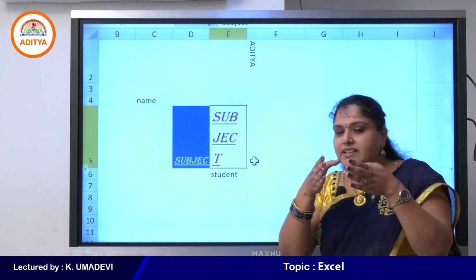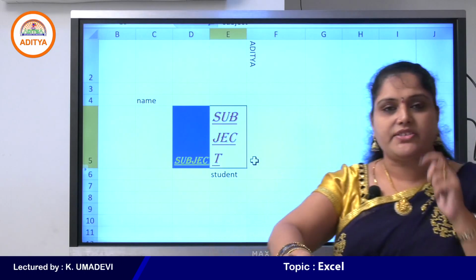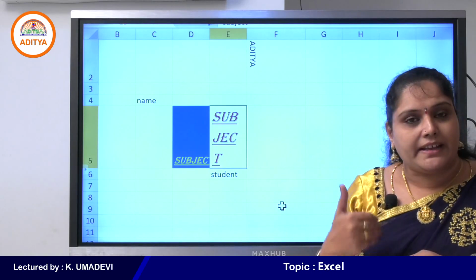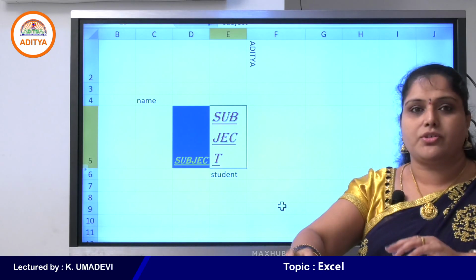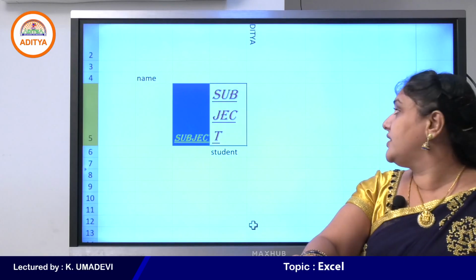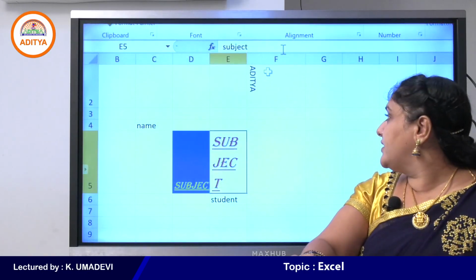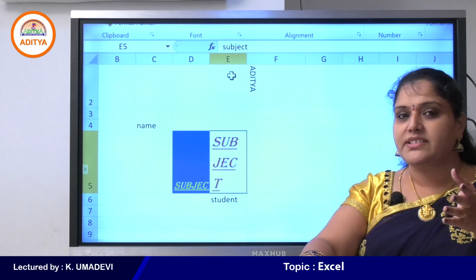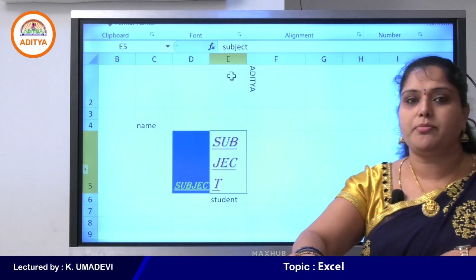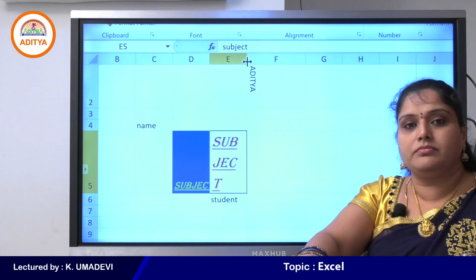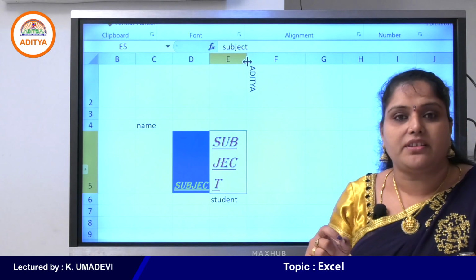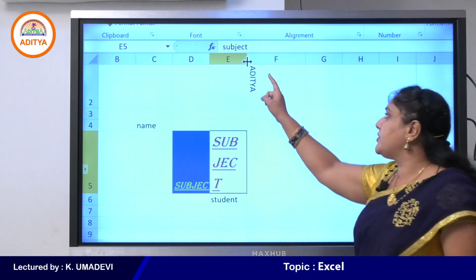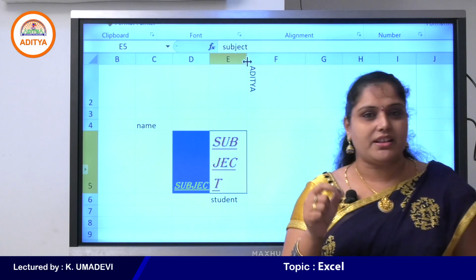So if you want to adjust the text in a single line, you have to change the column width. If you change the column width, the data wrapping automatically adjusts in a single line. So how to resize the column width, students? By using the mouse. The subject is available in column E, right? So if you want to resize this column, go to the right of the E column border. Just place your mouse pointer to the right of column E. Then your mouse pointer turns into a double pointed arrow, right? This is called a double pointed arrow.